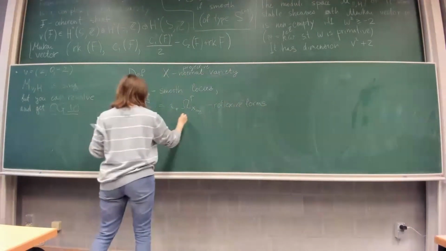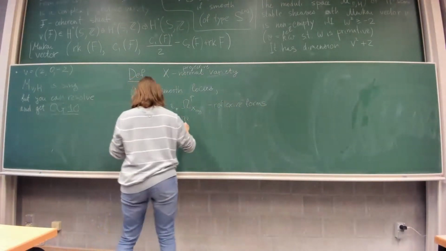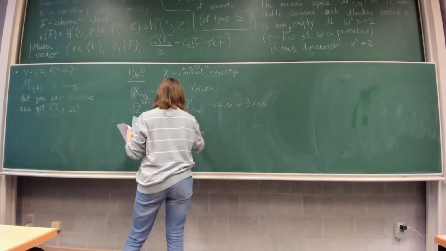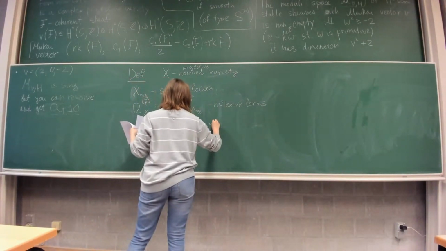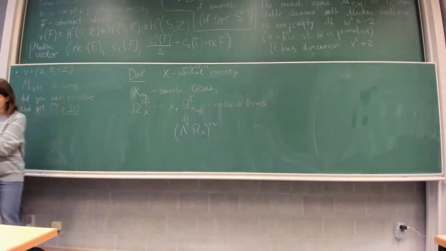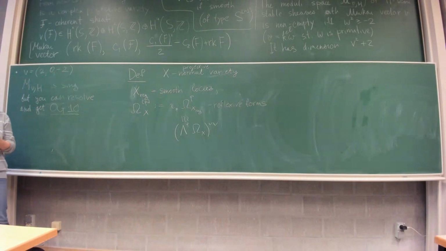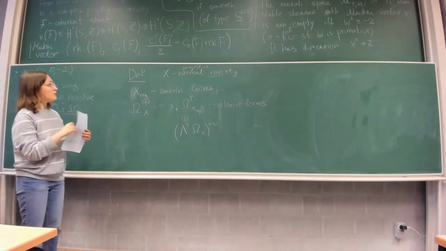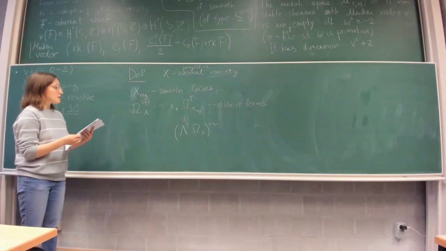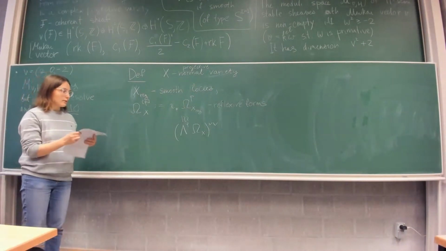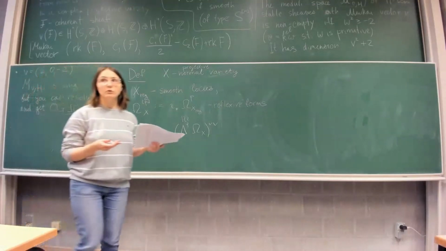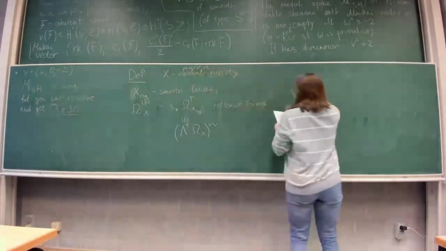And they're called reflexive because this is actually isomorphic to... so this is very reflexive, and this is kind of the types of forms that we will be working with. So okay, our thing is singular, so we can't really make sense of a symplectic form in general, but we can make sense of a symplectic form in the smooth locus.